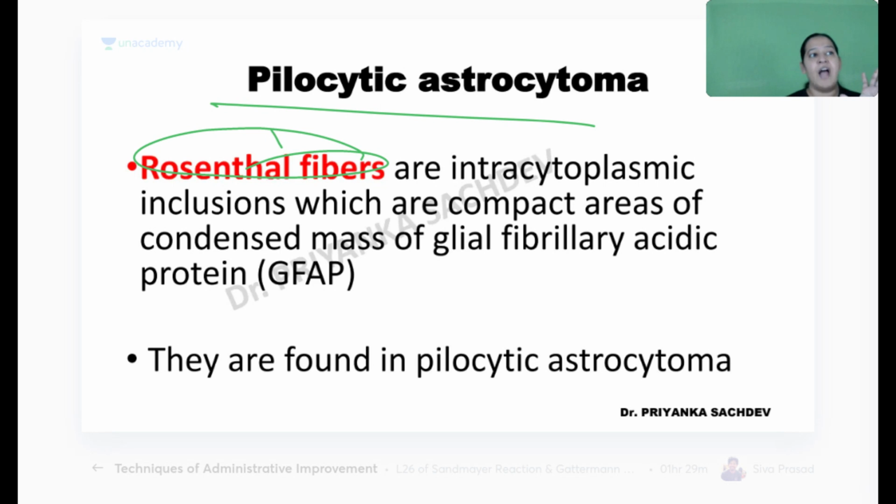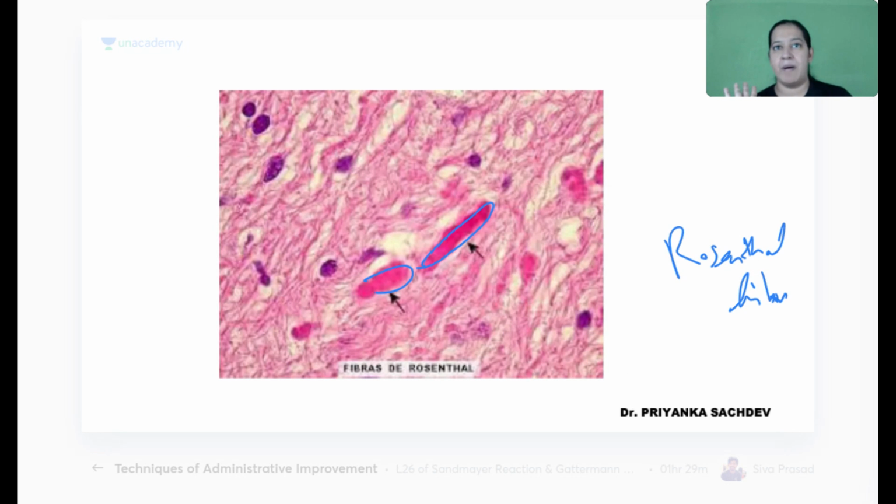So Rosenthal fibers are a condensed mass of a protein known as GFAP, that is glial fibrillary acidic protein. It got condensed. So multiple condensed forms of GFAP form this pink mass. Questions can come on this. This year NEET PG question was on composition of Mallory-Denk body. So next year maybe composition of Rosenthal fiber. What is Rosenthal fiber made up of? It is made up of GFAP. It is a protein. Give me a thumbs up. That is pilocytic astrocytoma. Done.